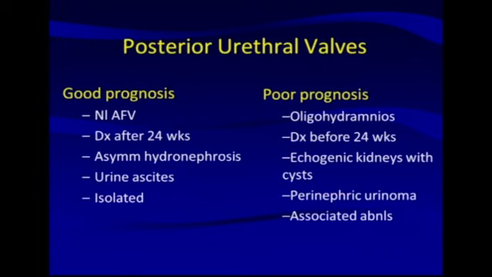Now, what are the prognostic indicators for posterior urethral valves? Certainly, if there's oligohydramnios, the prognosis will be worse. And if the diagnosis is made earlier, the prognosis is worse. If you begin to see signs of renal cystic dysplasia, that is a poor prognostic sign, as well as associated abnormalities or perinephric urinoma.